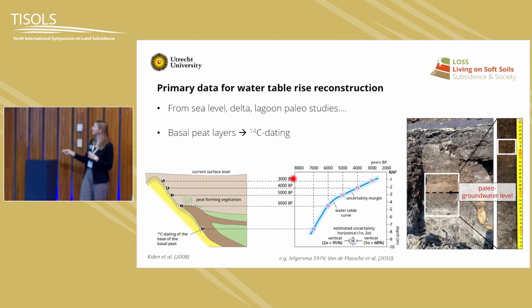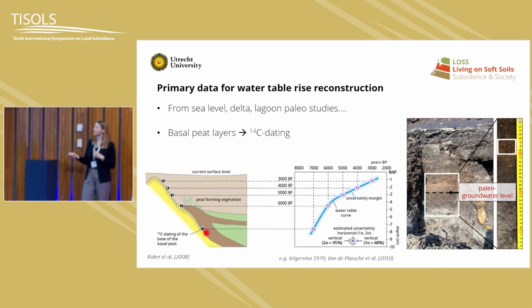This is a picture of the subsurface of Urk, also in Flevoland. What you see is the Pleistocene dune. When the sea level was rising, the water level inland was rising with it. At some point, the water level reached a high enough point above the surface that peat started to grow.